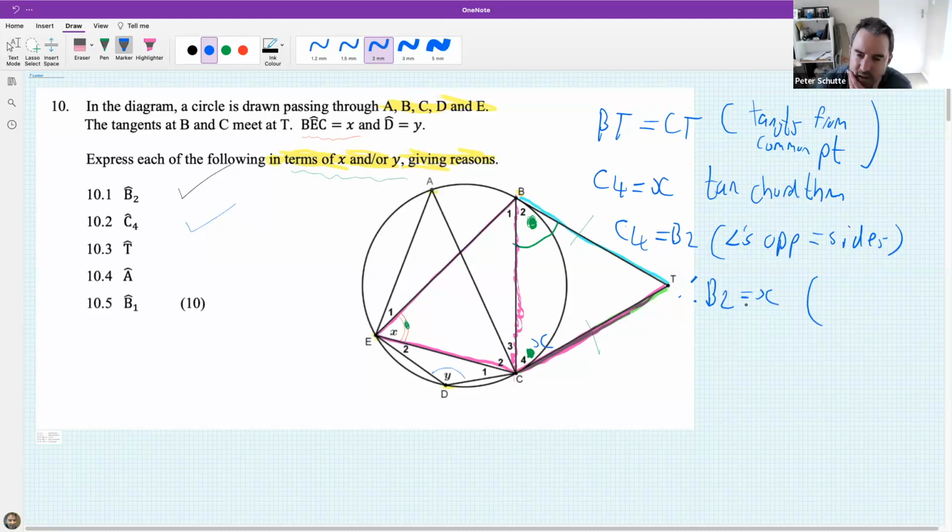And you could say because C4 is equal to B2. Yeah, you have to, because you've shown that combination there. So this to this, and then this one equals that one. Therefore, B2 equals X. Give me a thumbs up if you followed my logic for this first one here.